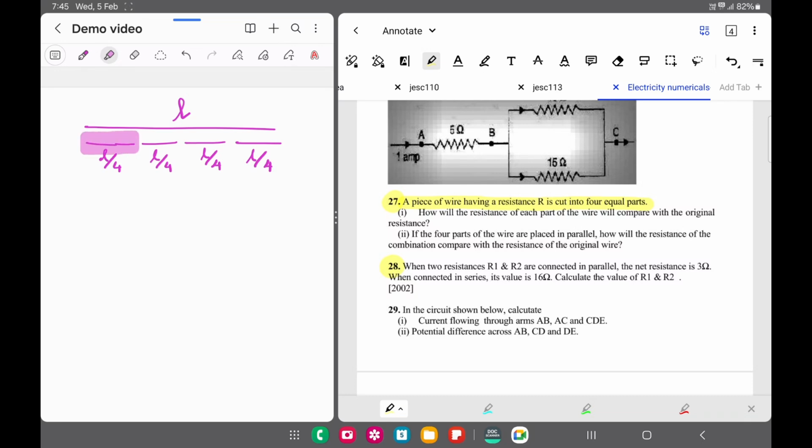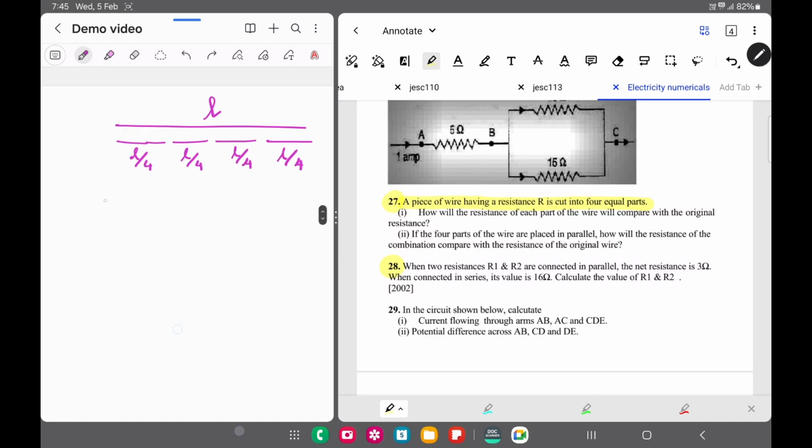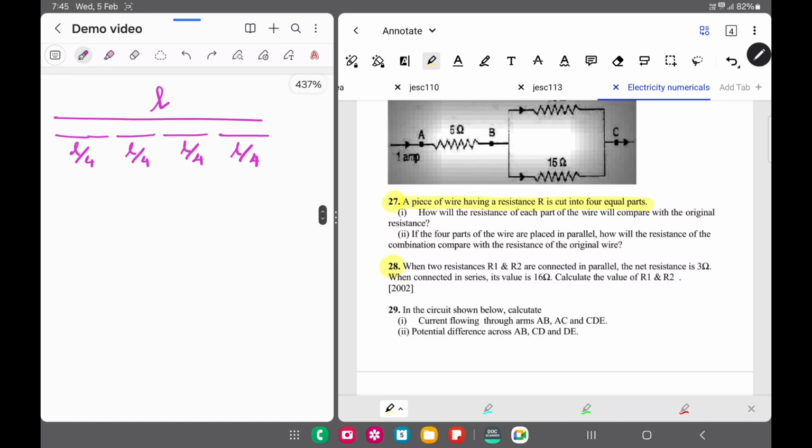And then if the 4 parts of the wire are placed in parallel, what will be the total resistance, they are asking. So first let's find the individual resistance. Initially, let's take the resistance of the whole wire. So what is the formula of resistance?